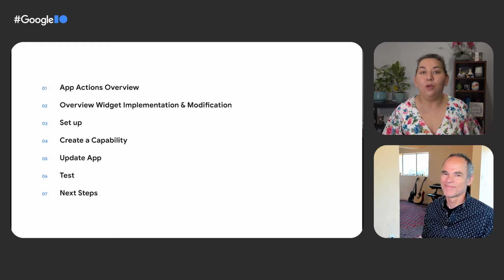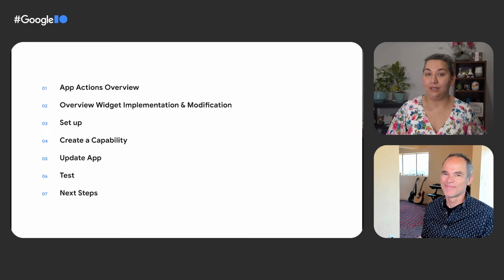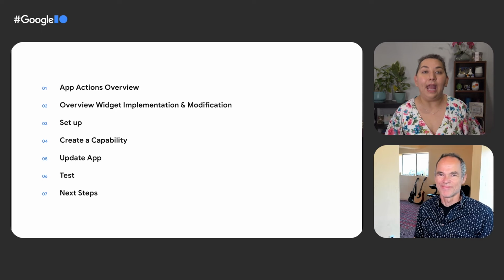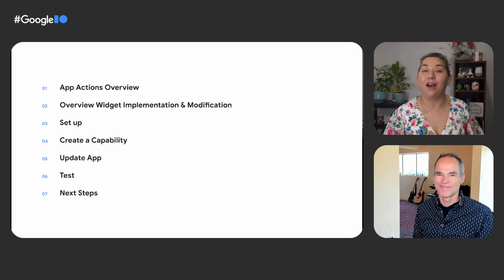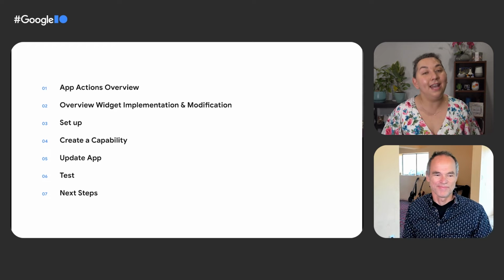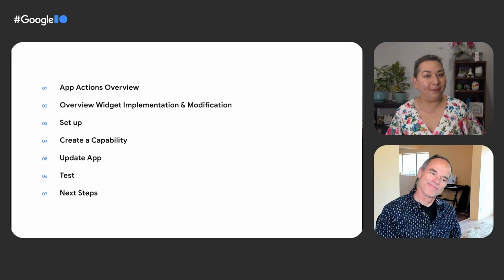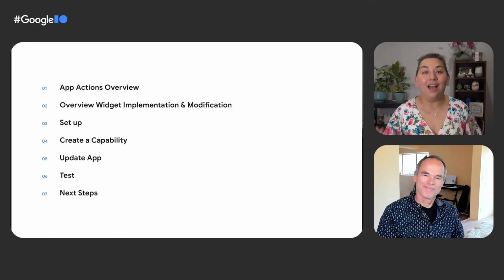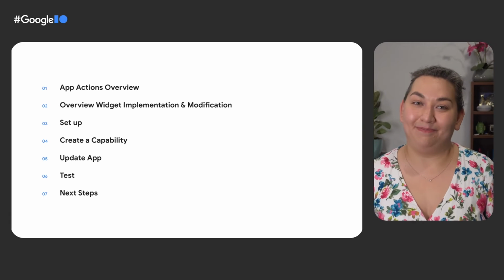For this workshop, we'll do a quick overview on App Actions, an overview of how Android widgets are implemented in this code lab, and what you'll need to do to modify it to accommodate the BIIs. Then Matthias will walk you through setting up your app, creating your capability, implementing the changes to the app, and finally testing it out. After that, I'll be sharing with you next steps.